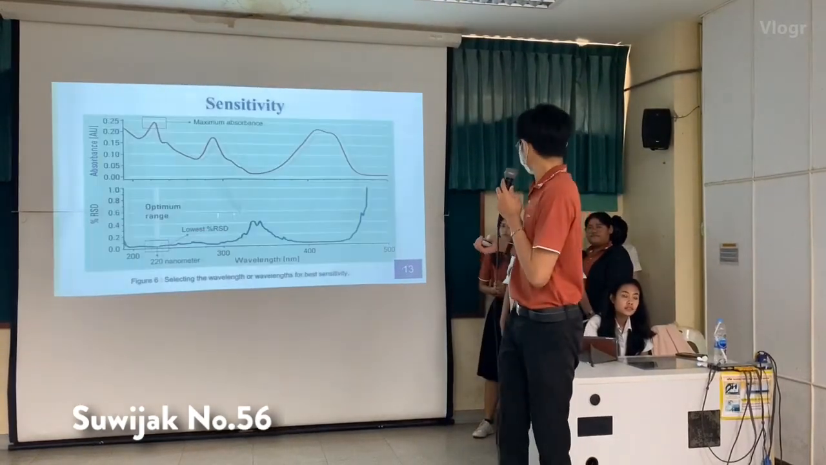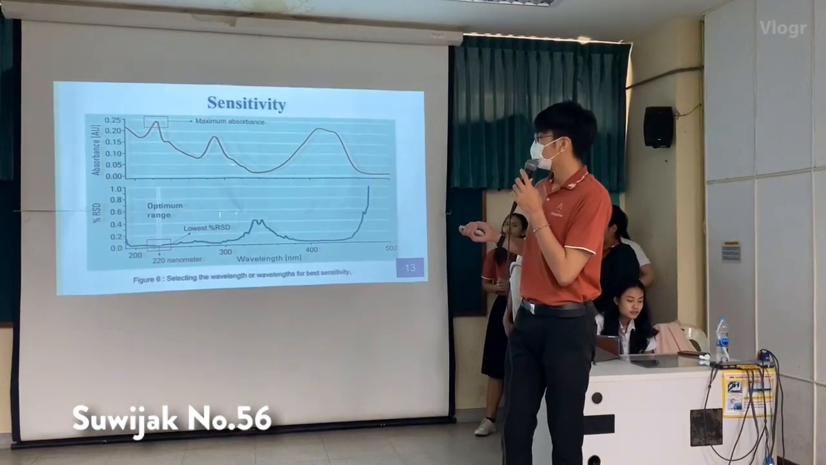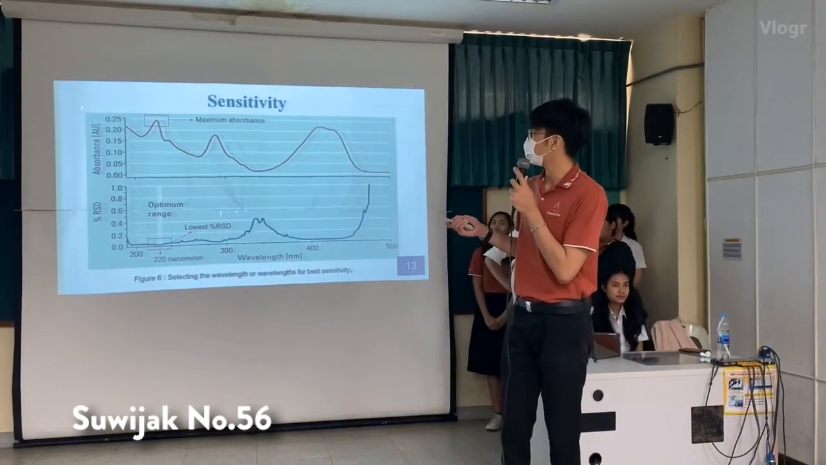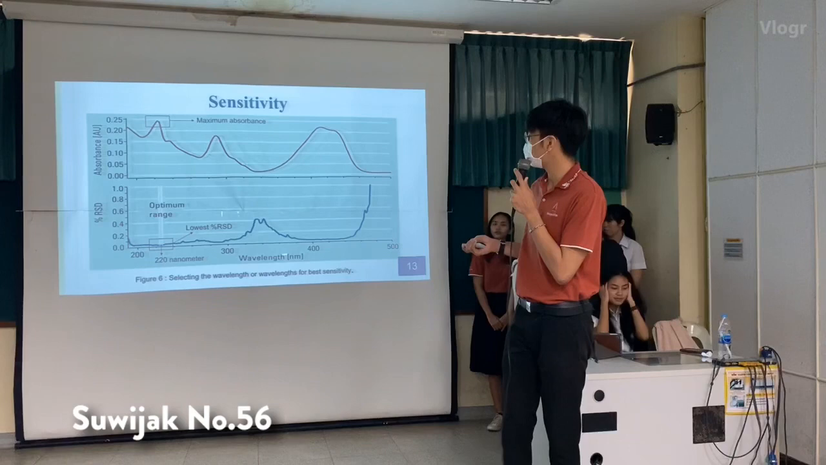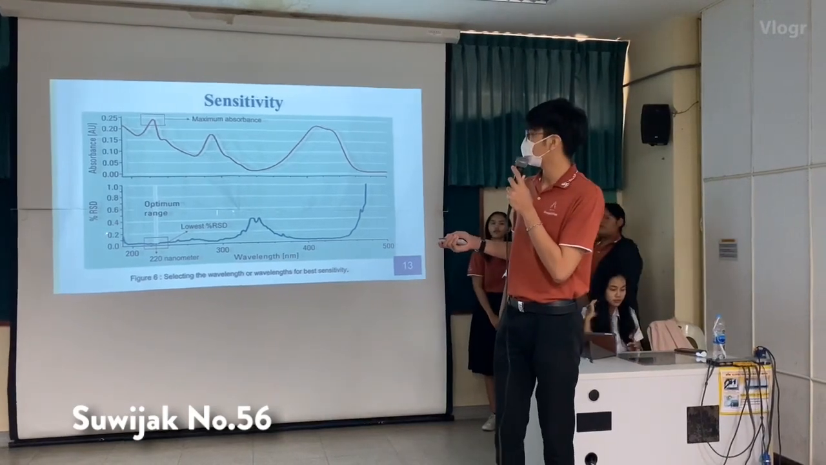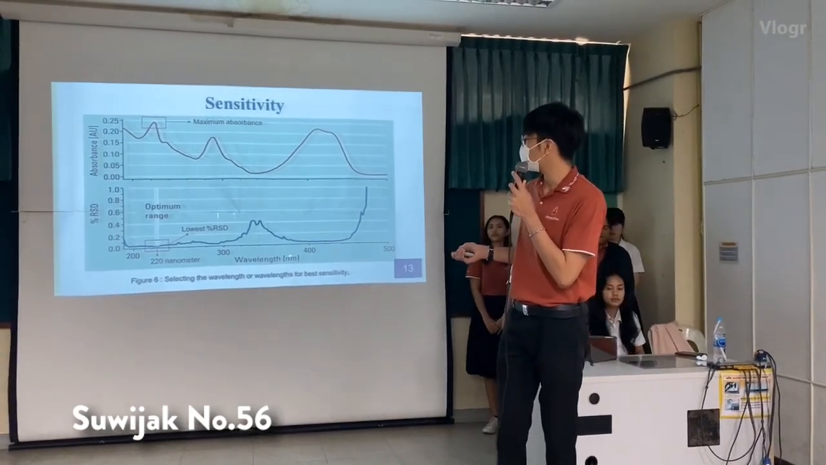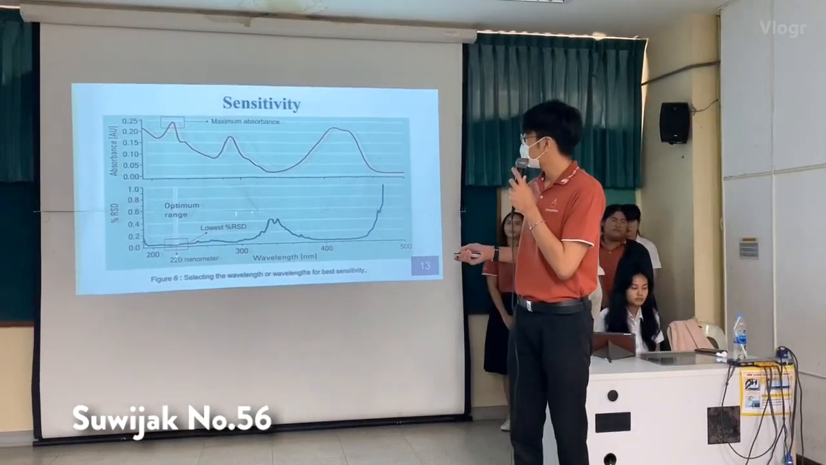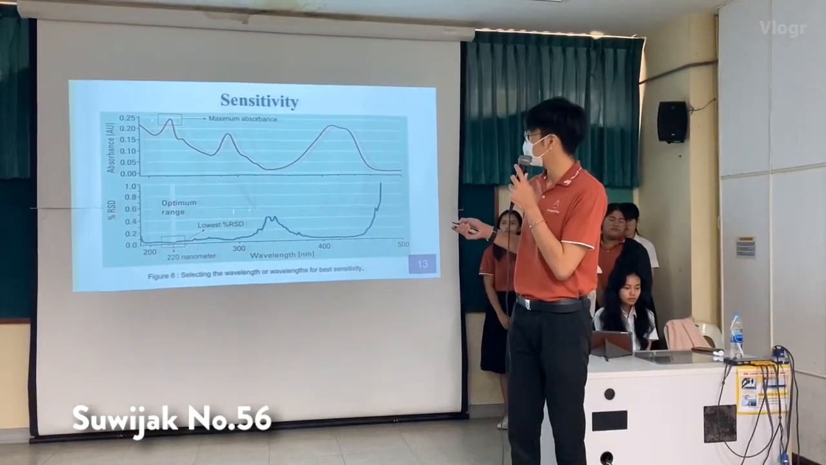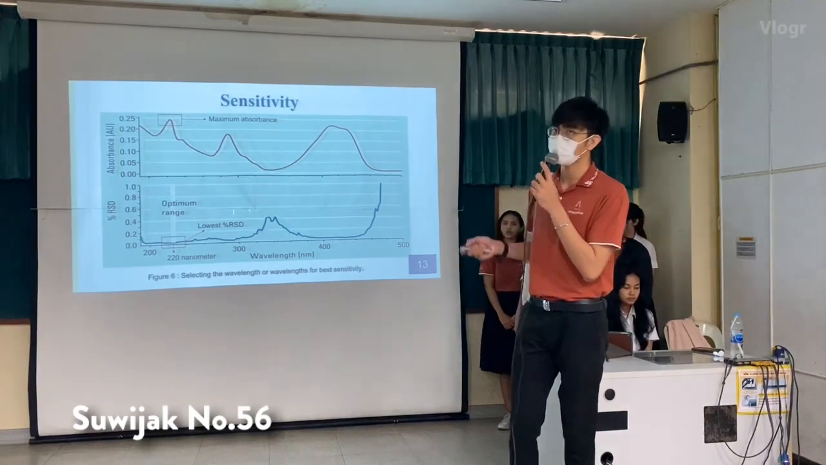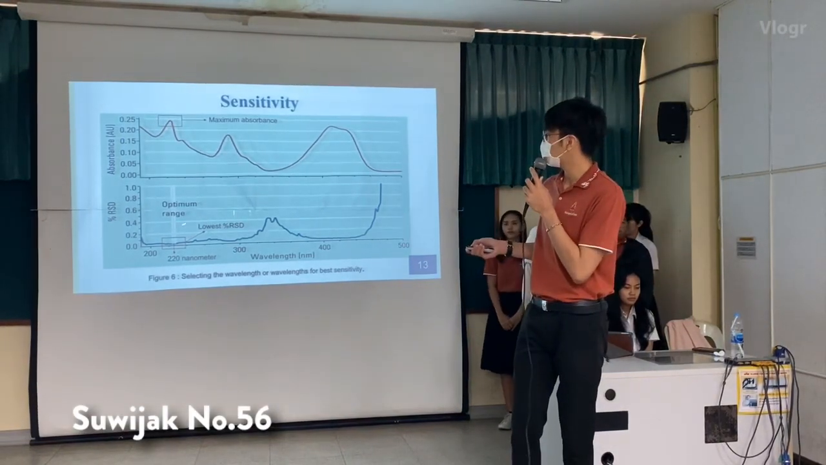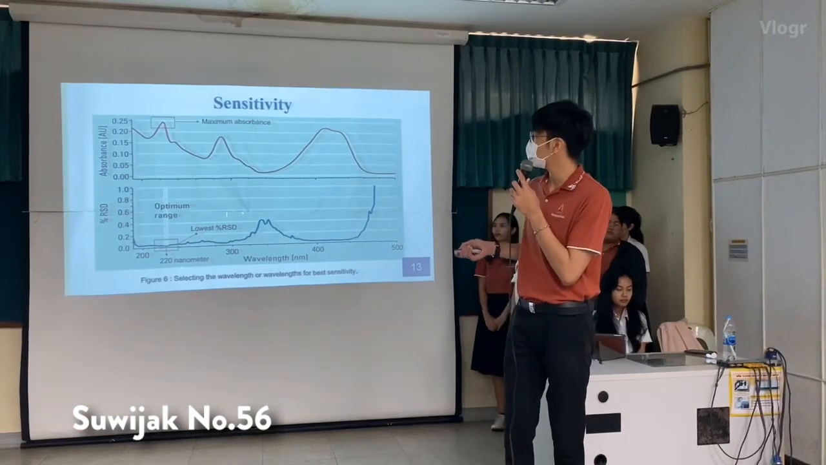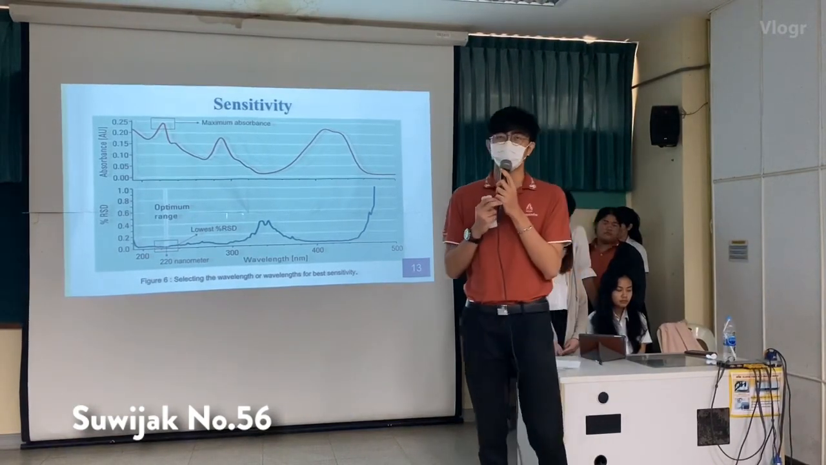And next, this figure is a figure of the technique for yellow dye. The upper graph is the graph of absorbance and wavelength range, and the lower graph is the graph of percent RSD and wavelength range. At 200 nanometers, you can see the same point of maximum absorbance and the lowest percent RSD. So this point is the best sensitivity and optimum range to use.